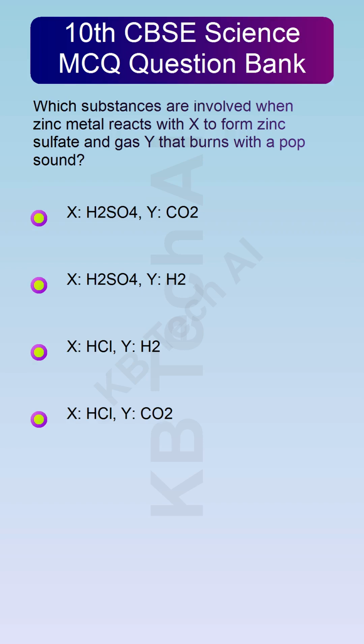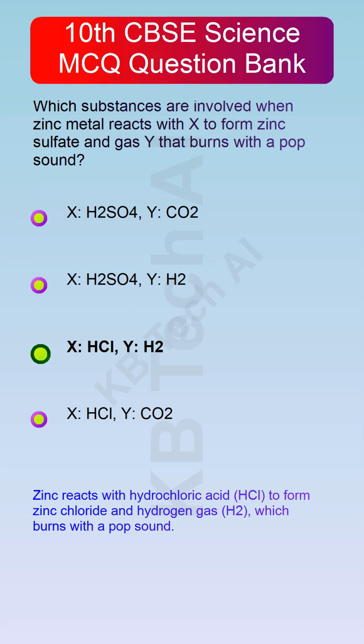Which substances are involved when zinc metal reacts with X to form zinc sulfate and gas Y that burns with a pop sound? Option 1, X, H2SO4, Y, CO2, option 2, X, H2SO4, Y, H2, option 3, X, HCl, Y, H2, option 4, X, HCl, Y, CO2. The answer is, option 3, X, HCl, Y, H2.